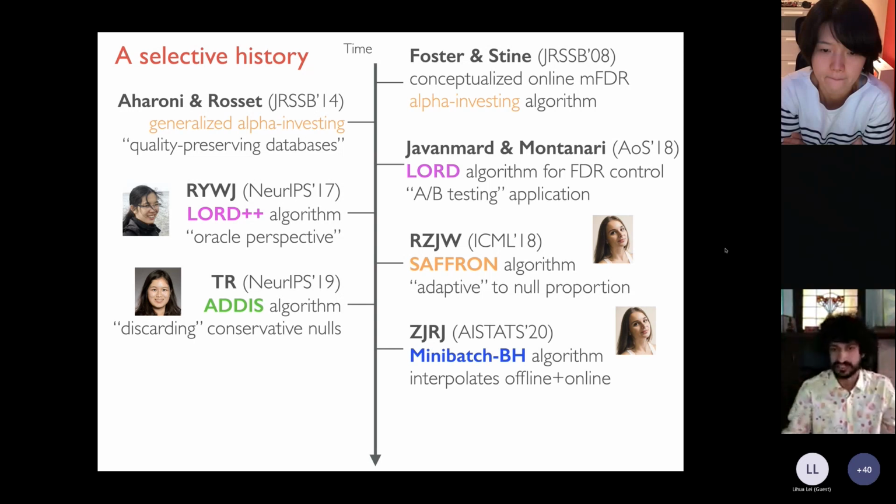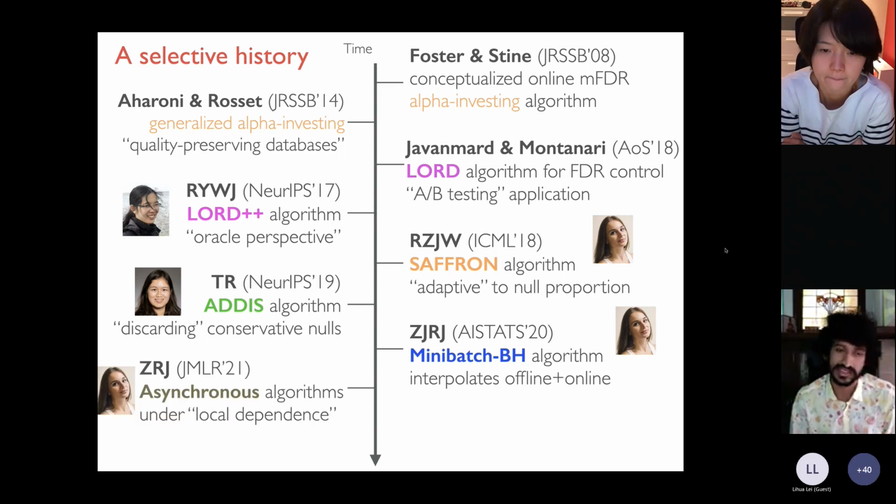Now there are versions that go in between the online and the offline setting. So there are mini-batch versions where you can start batches of experiments, and in each batch you run a BH type algorithm, and then across the batches you run an online FDR type algorithm. So these algorithms can now interpolate between offline and online settings, and recover BH if there's one batch, and recover LORD or LORD++ or whatever if each batch is a single experiment.